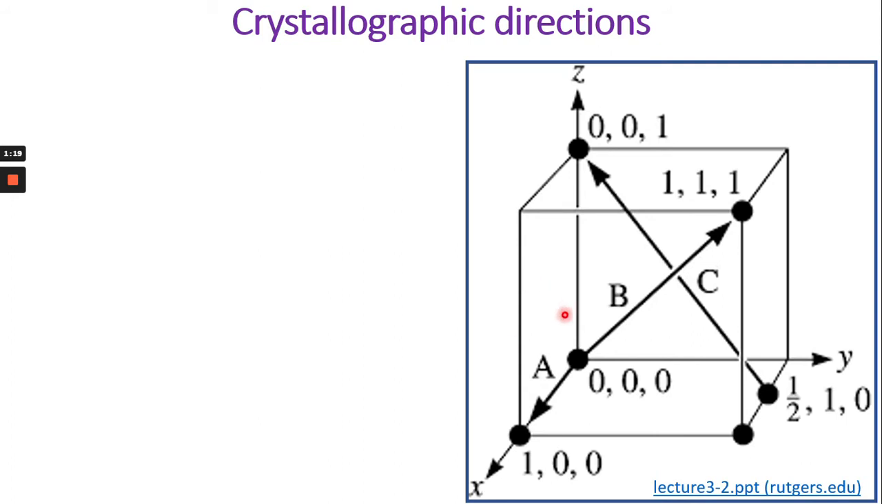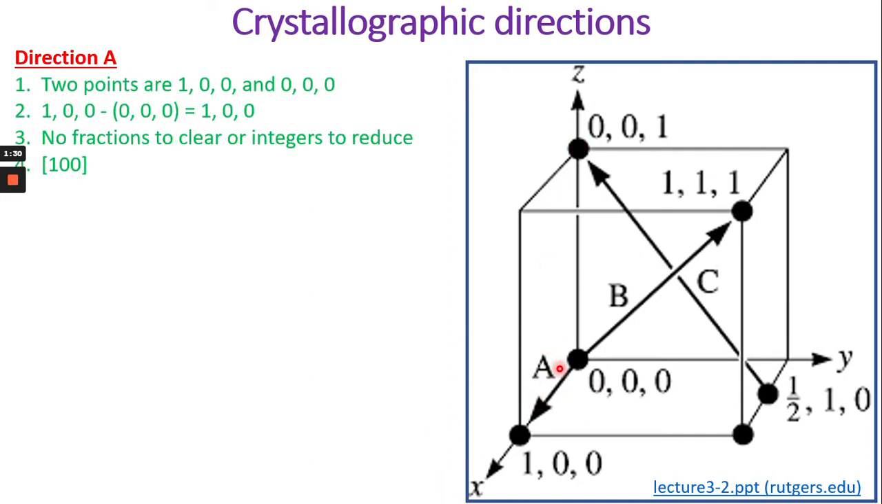So now we have three directions: direction A, direction B, and direction C. Now let's understand how we define these directions. For number one, we have 2 points, 1, 0, 0 and 0, 0, 0. As we defined already, 1, 0, 0 minus 0, 0, 0 is equal to 1, 0, 0. There are no fractions to clear or integers to reduce. This is the reduced one already. So 1, 0, 0 is the direction. You move 1 along x, 0 along y and 0 along z.